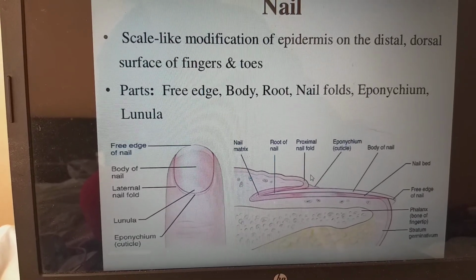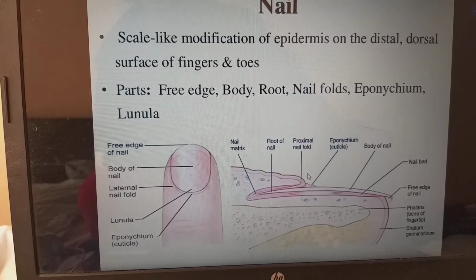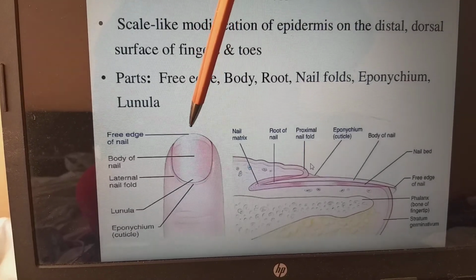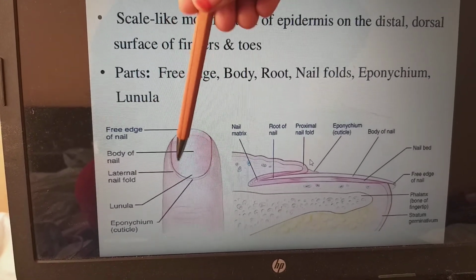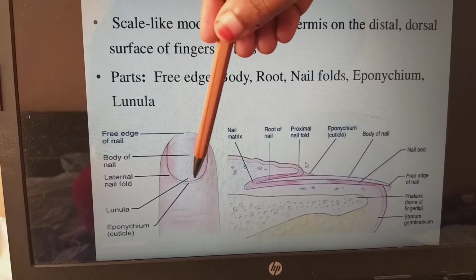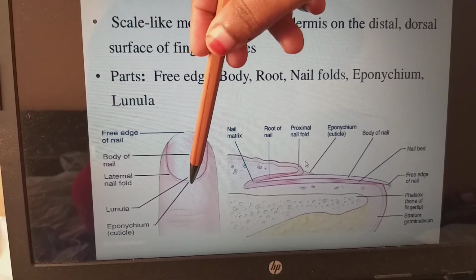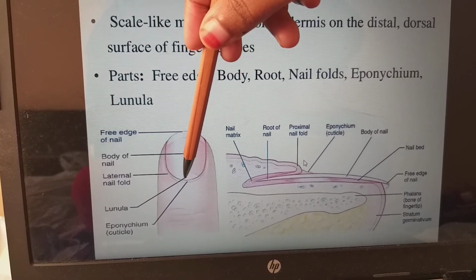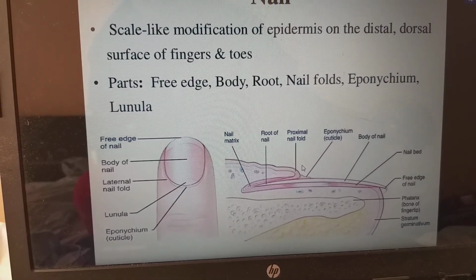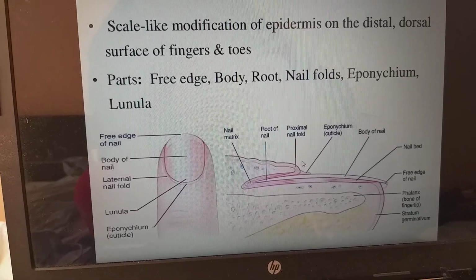Nail. The scale-like modification of epidermis on the distal or dorsal surface of the fingers and toes, which we call the nail. The parts: this part is the free edge. We have the body of the nail. This is the lateral fold of the nail. We have the lunula, because it looks like a half moon shape, and the eponychium, our cuticle. Here we have a fine transparent extension, which we call the eponychium or cuticle. So the nail is a scale-like modification of epidermis on the distal as well as dorsal surface of fingers or toes. And these are the parts.